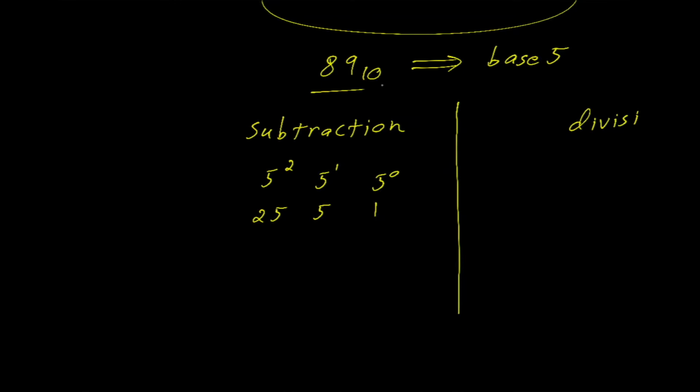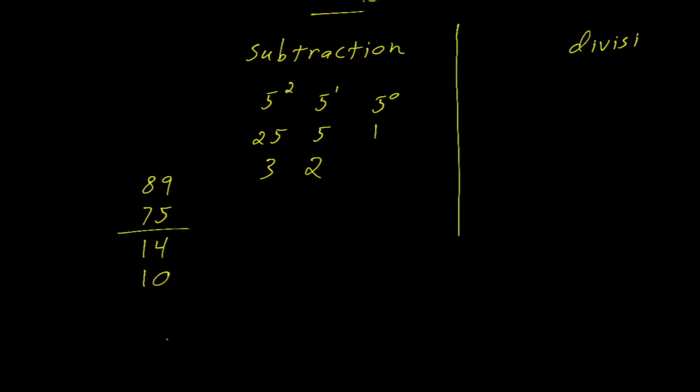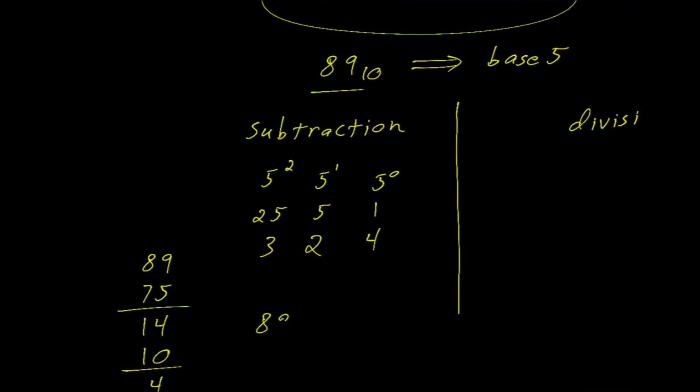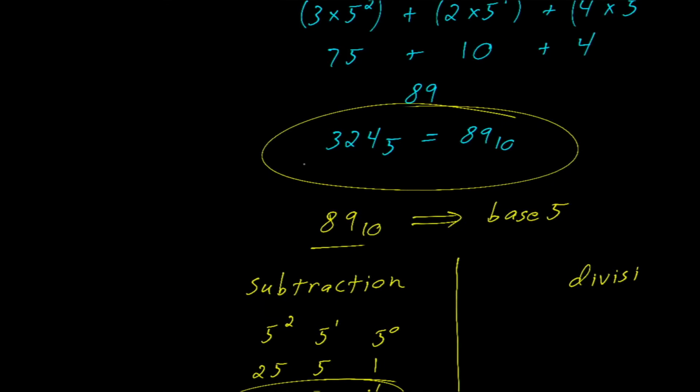Next, we take the original number, in this case 89. We write it here. Then we ask ourselves, how many times does 25 go into 89? The answer is 3 times. So 25 times 3 is 75, with a remainder of 14. How many times does 5 go into 14? The answer is 2. So that's 10, with a remainder of 4. And we can just move that number here. So when we're done, we would say that 89 base 10 is 3, 2, 4 base 5, which should be what we calculated here.